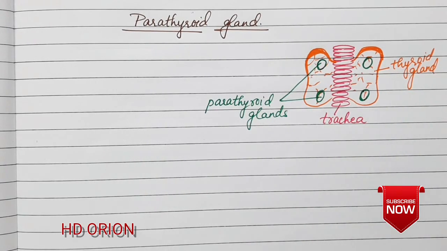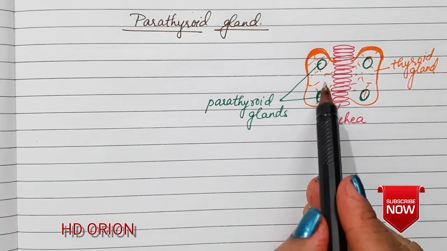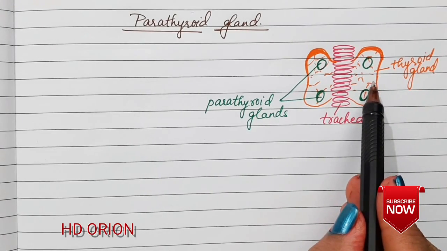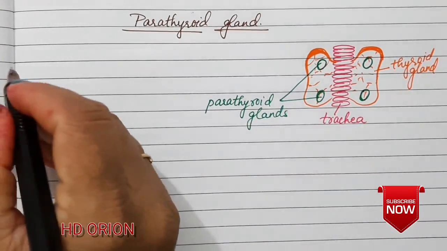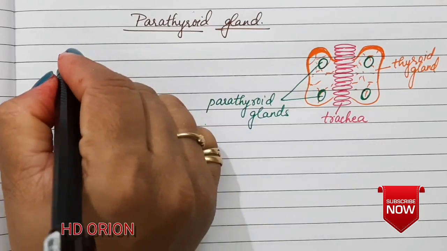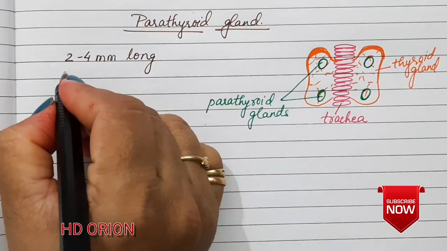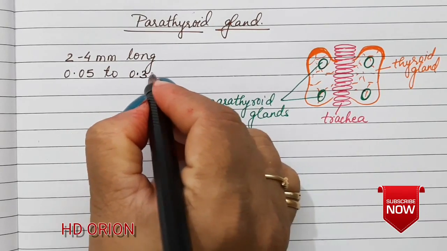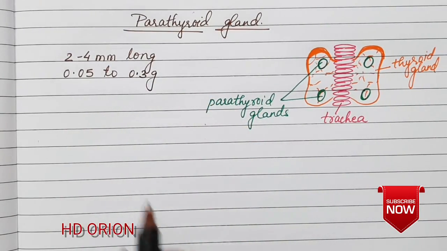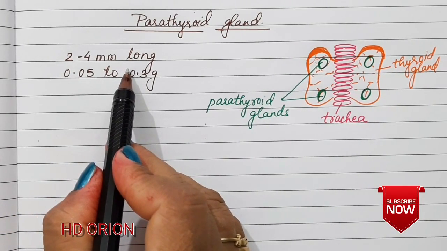However, they are totally independent of the thyroid, both developmentally as well as functionally. These glands function differently from the thyroid gland, and both of them secrete different hormones. The parathyroid glands are almost 2 to 4 millimeter long, and they weigh almost 0.05 to 0.3 gram. So they are not very big, they are almost the size of a small pea.